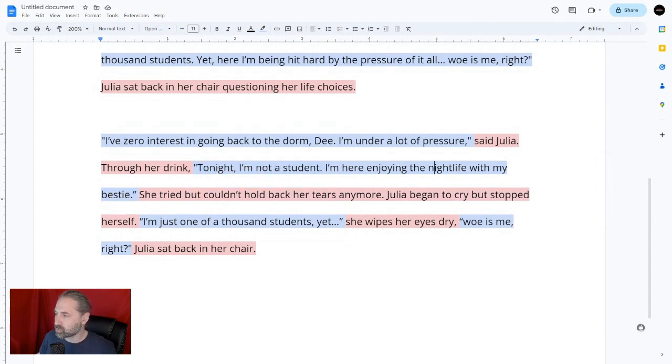I just want to enjoy the nightlife with my bestie. I just need a break from it all. And then her realizing, like, everybody says this kind of crap. Woe is me, right? And it's very telling of who she is. It's showing you a little bit of the pressure that she's feeling, and then she's like, why am I complaining? How many other students are dealing with what I'm dealing with?